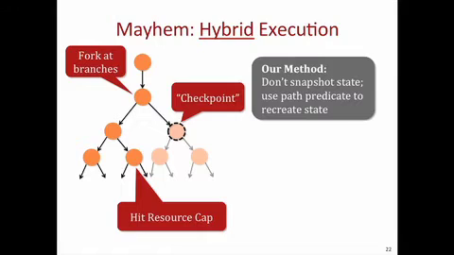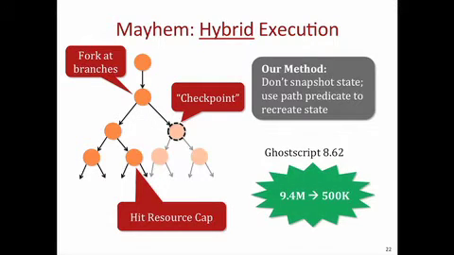And we call this lightweight information a checkpoint. And by using this checkpoint, we actually can reduce the program state from 9.4 megabyte to 500K. In other words, if we just take a snapshot of the entire program, it costs us 9.4 megabyte for the previous example, Ghostscript. But if we use our checkpoint mechanism, then we can reduce it to 500K.